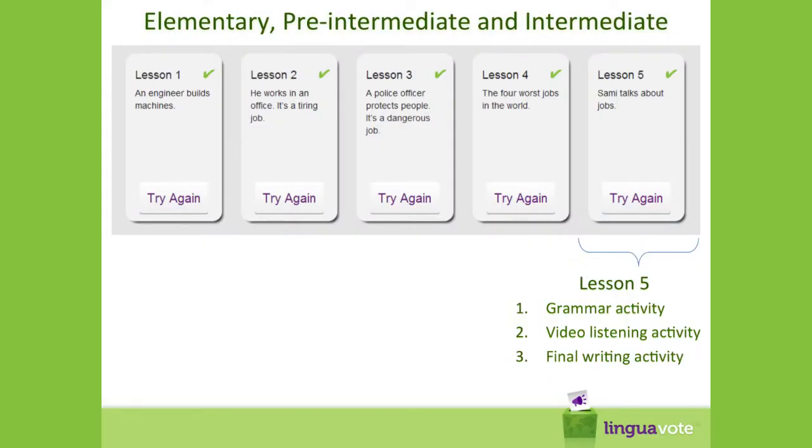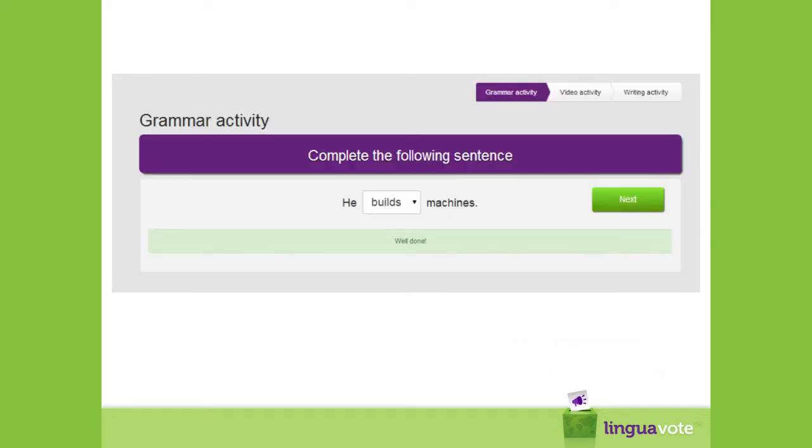In Lesson 5, students do a grammar activity, then a video-based listening activity, then the final writing task. Here's an example of a grammar activity item. Linguavote adopts a deductive approach to learning grammar. By now, students will have noticed how the grammar point in focus is formed in the Lesson 1, 2 and 3 phrase activities, and they will have already started to deduce grammatical meaning. This activity is a test of how well they were able to do this.